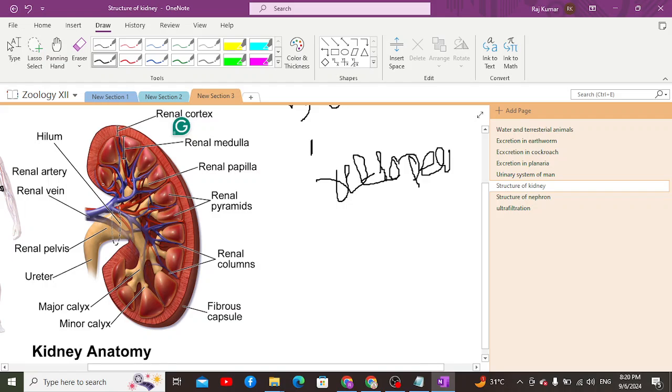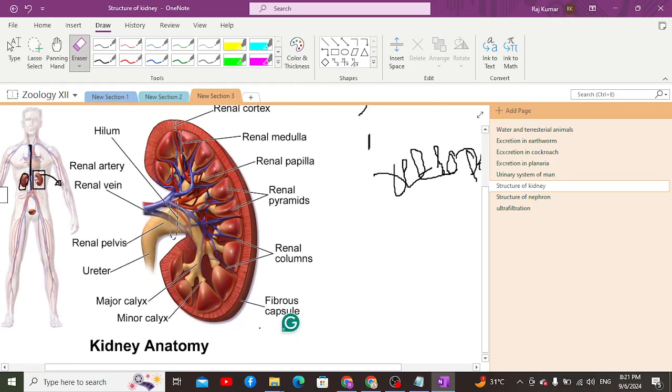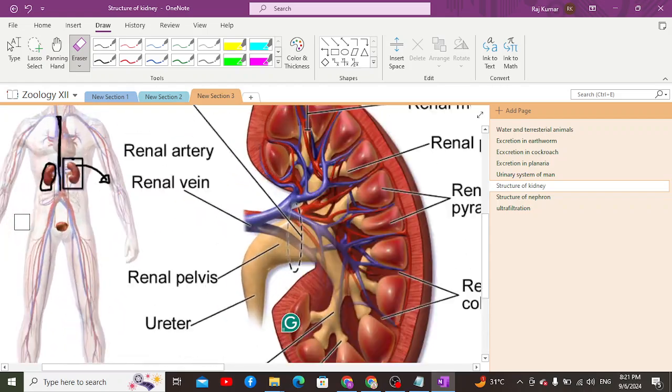Now, when it comes to kidneys, they are externally covered by a layer of tough connective tissue, which is known as the renal fascia, or we also call that the peritoneum. This is the renal fascia, though it is not mentioned in the diagram. The renal fascia is there on the outer side.